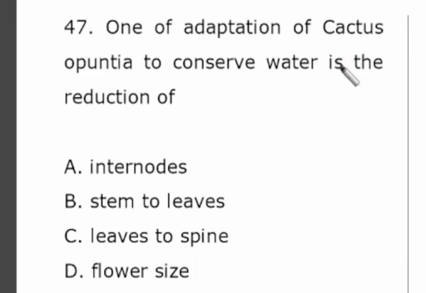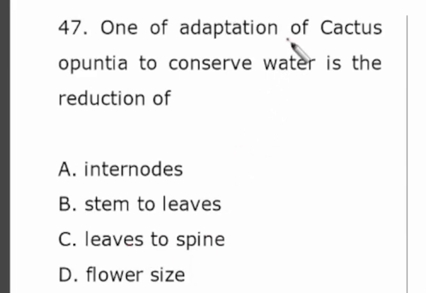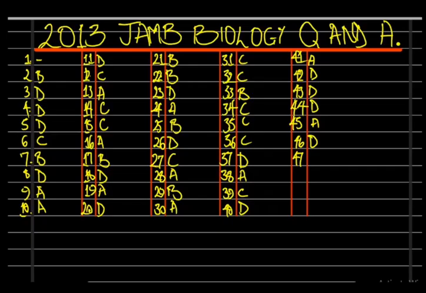So these organisms are structurally adapted to their environment by reducing all of their leaves to spines. The leaves are major organs that help to carry out transpiration and water loss to the surrounding. So for these organisms found in environments that do not have water, they need not lose water to the surrounding. They have to hold on to the little water that they have in their body. As such, they have reduced their leaves to spines, and that is why cacti, particularly plants found in the desert, have spikes or spines on them. So that is the answer to question 47. Leaves to spines, option C.